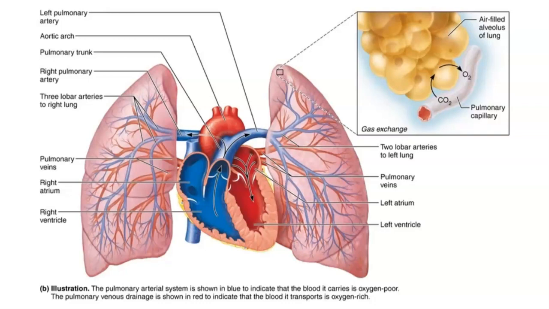We see then that gas exchange will occur at the pulmonary capillaries. That is, CO2 will be released from the blood and enter the alveoli of the lungs, whereas oxygen will be picked up from the alveoli and will be loaded onto the hemoglobin in the red blood cells in those pulmonary capillaries. And finally, we see that the pulmonary veins, which are red in this diagram, are carrying blood back to the heart and are delivering blood from the pulmonary capillaries to the left atrium of the heart.